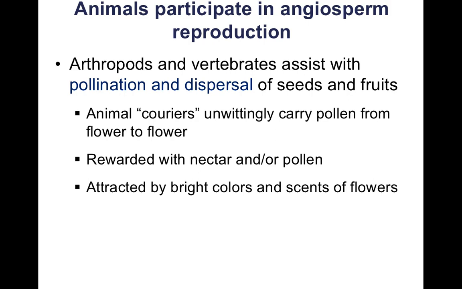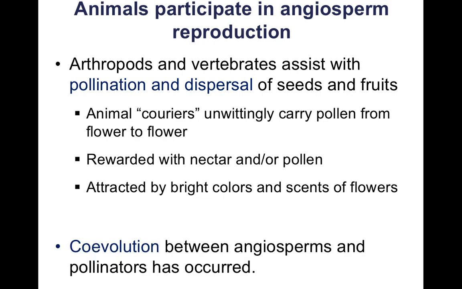So these animals, they don't realize what they're doing, but they carry pollen from flower to flower because the plants give them a reward for doing so. This comes in the form of nectar, which is high in sugar and a really good source of calories for the animals, and also pollen. So a lot of insects, like bees especially, will eat pollen, which has a lot of protein in it. Animals will be attracted to different types of colors and scents of the flowers, so that is a way that the plant can lure them to the flowers.